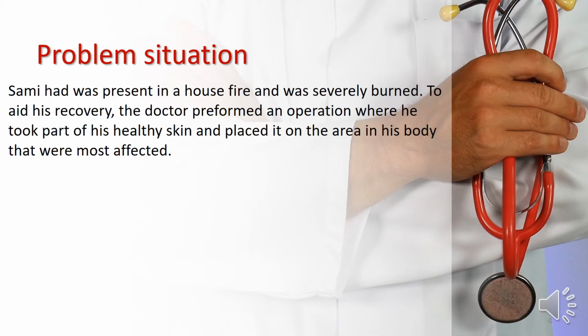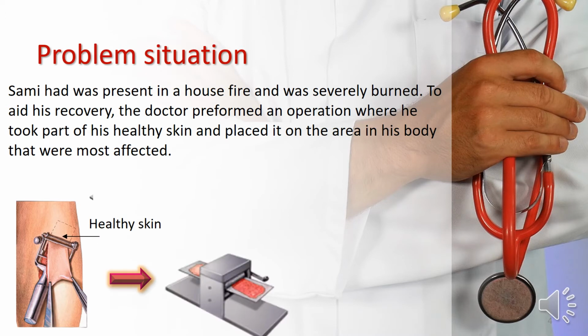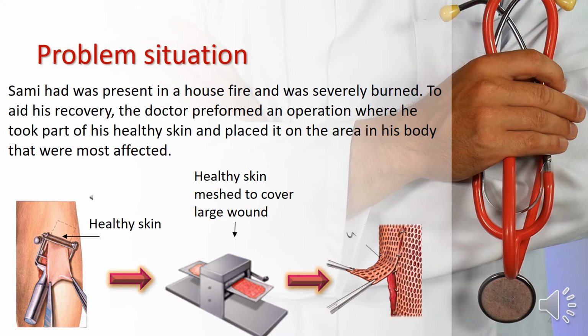Let's take this problem situation. Sammy was present in a house fire and was severely burnt. To aid his recovery, the doctor performed an operation where he took part of his healthy skin and placed it on areas in his body that were most affected. The doctor took part of his healthy skin and placed it in a special machine called a mesh, where the surface area of the healthy skin became larger because it was meshed. And they took this healthy skin and placed it on the areas that were most affected.